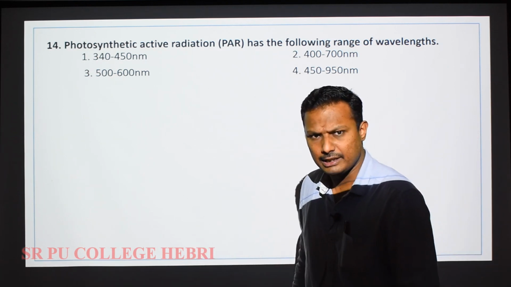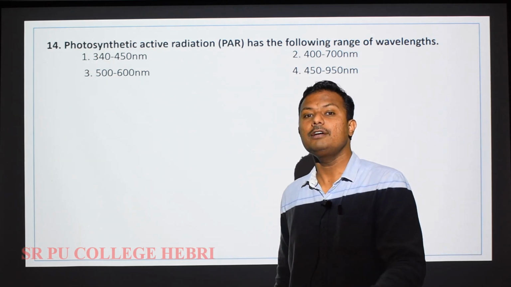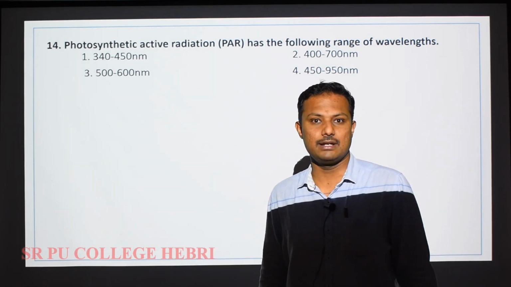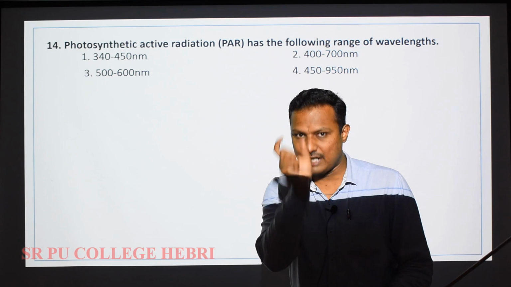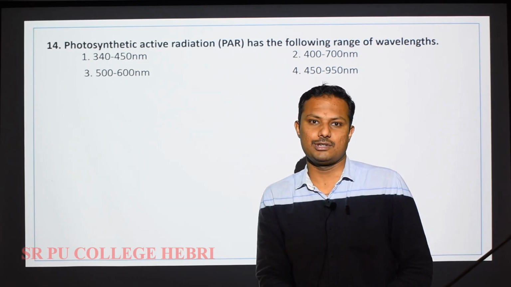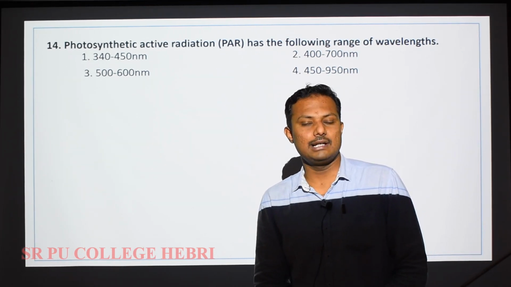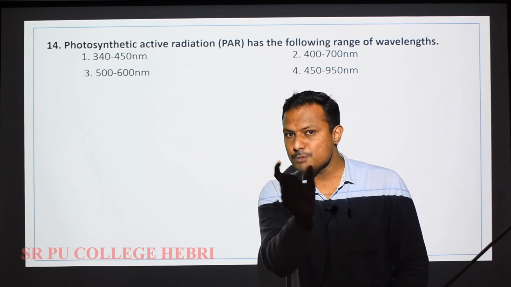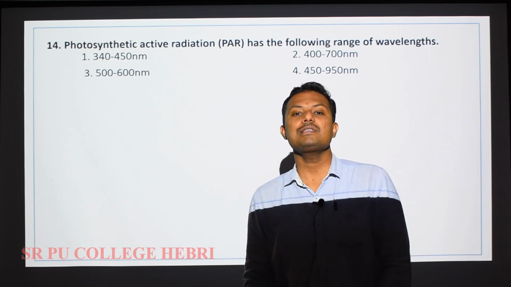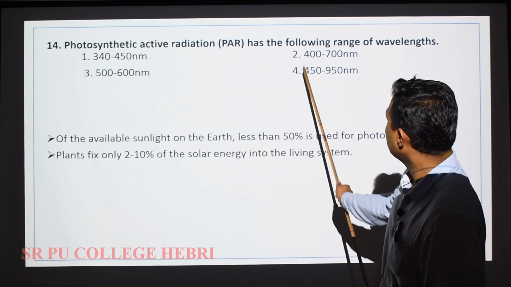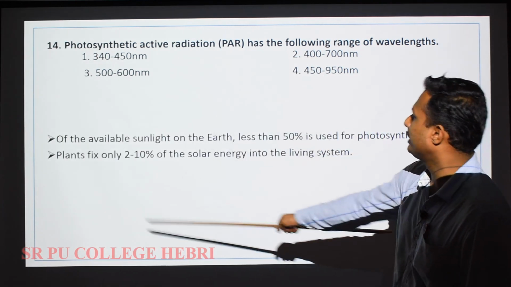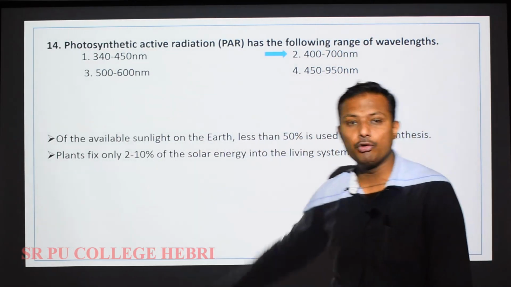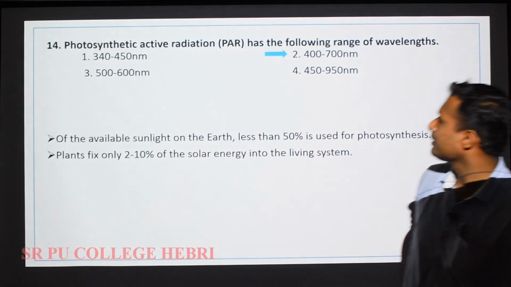Less than 50% only, plants will absorb only from 2 to 10% of this radiation from the sun, and that radiation which is actually utilized for the process of photosynthesis will be called photosynthetically active radiation, and this will be in the visible spectrum of light. And what is the visible spectrum of light? It will be 400 to 700 nanometer. This is an explanation about the PAR, and the answer is 400 to 700 nanometer.